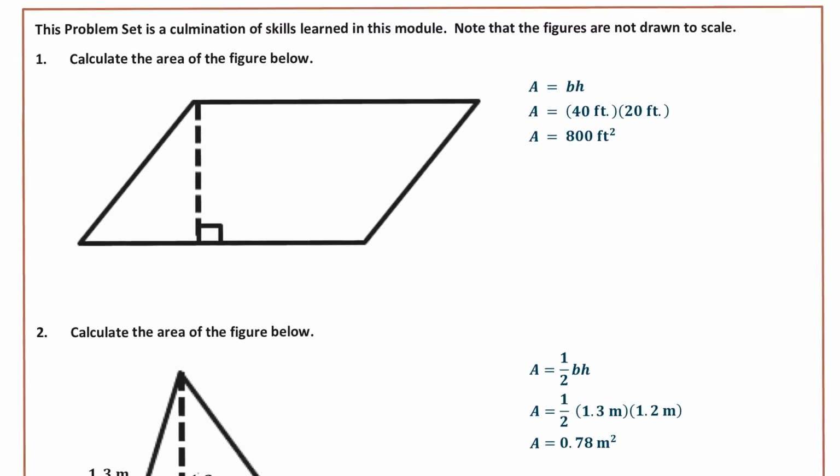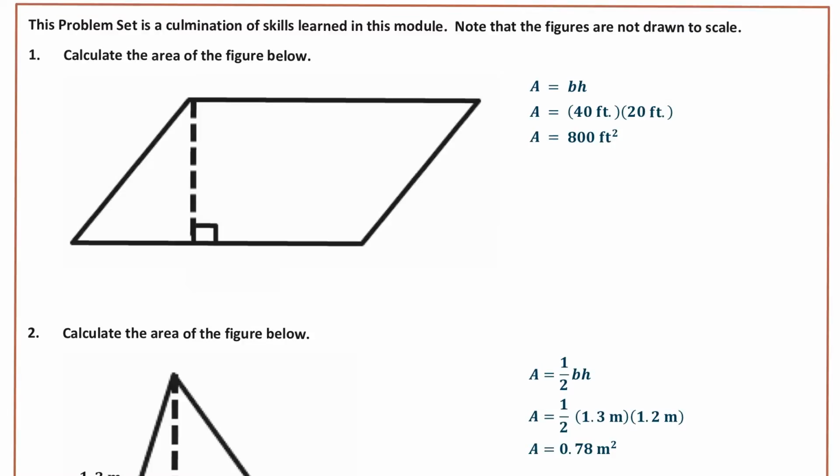This first number 1 is a parallelogram. The top and the bottom are parallel, and the left side and the right side are parallel. So for all parallelograms, finding the area is just base times the height.